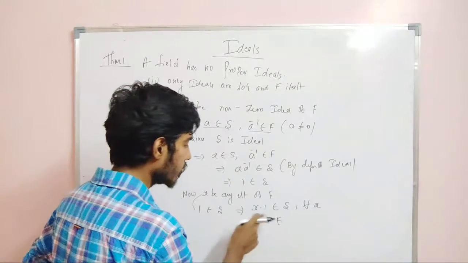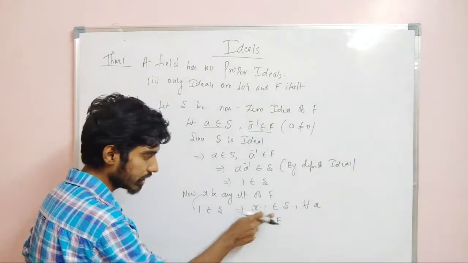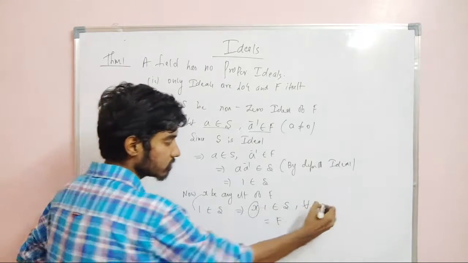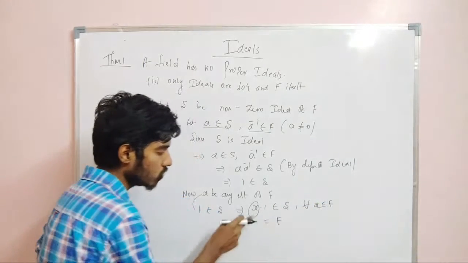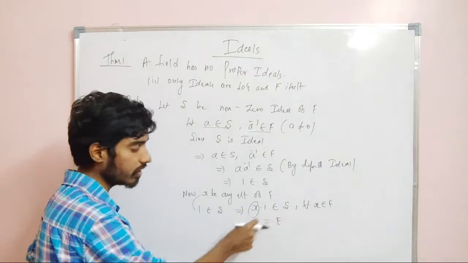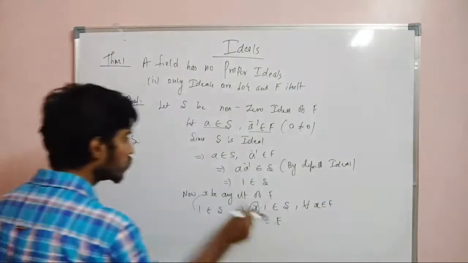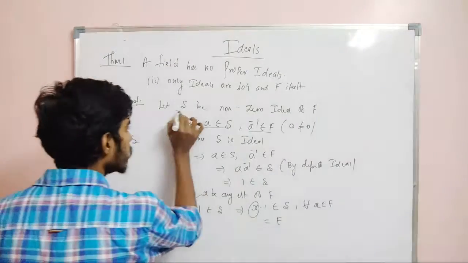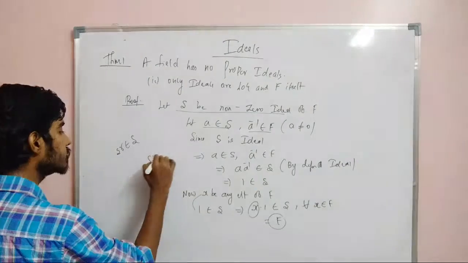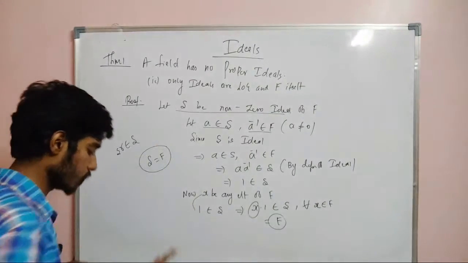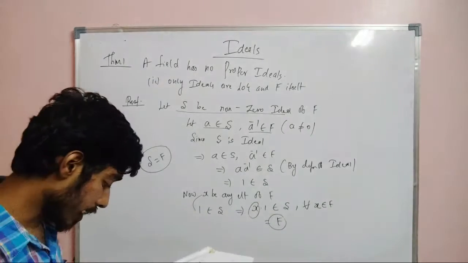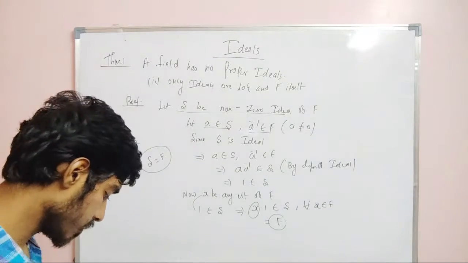Because we are multiplying X into 1, which belongs to S, and X is any element of F, we will get every element of F in S. That means S is equal to F. So I have taken S to be a non-zero ideal, and I got S equal to F. So therefore the only ideals are 0 and F itself.